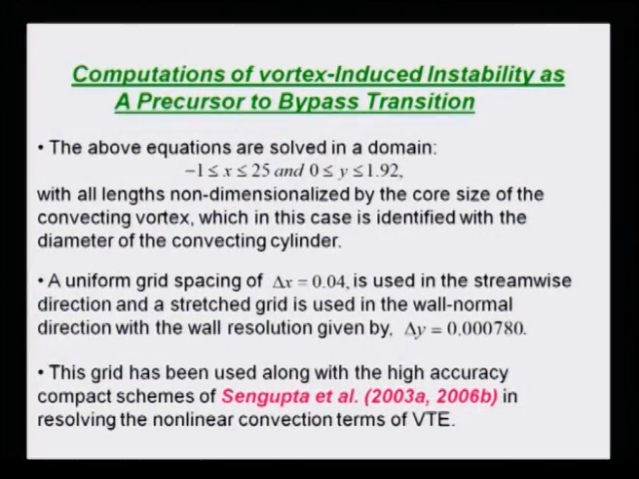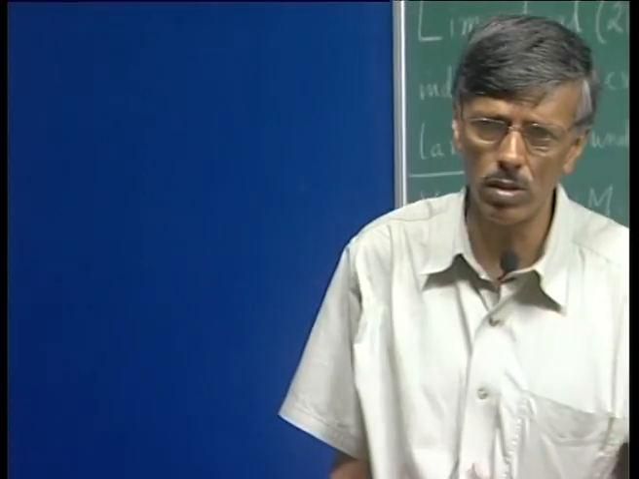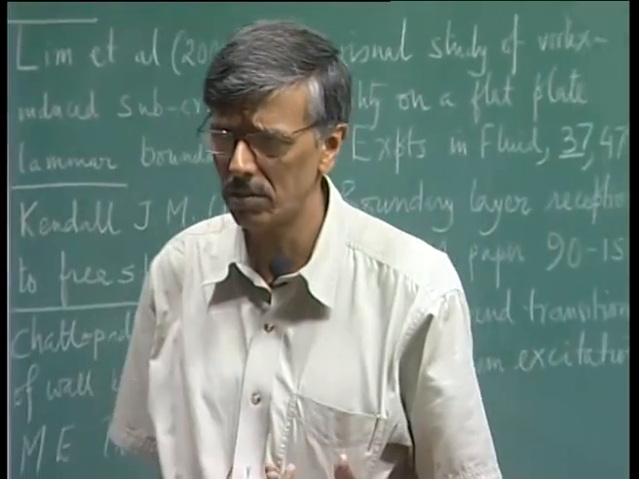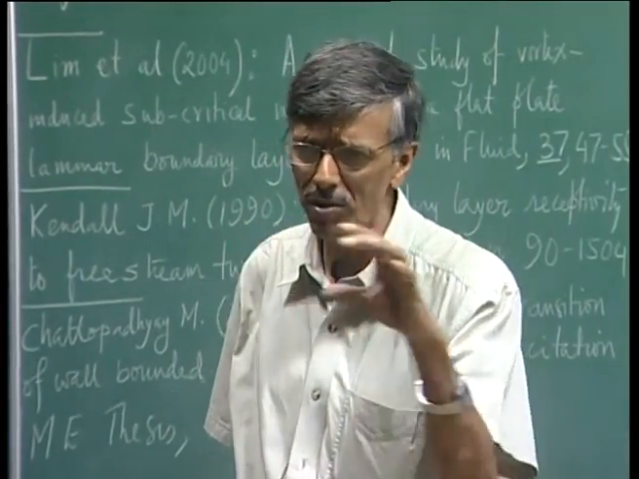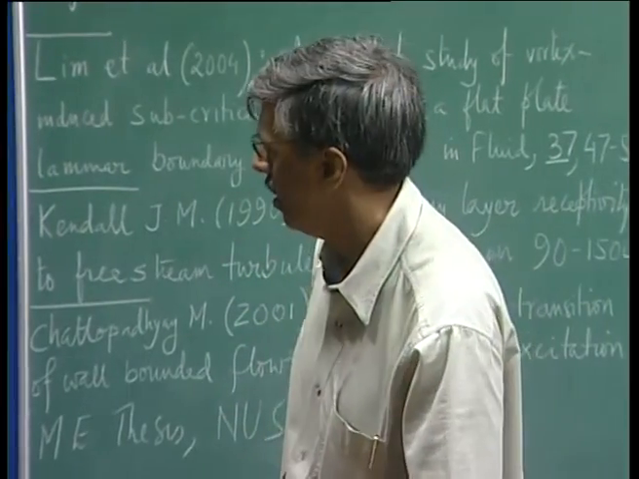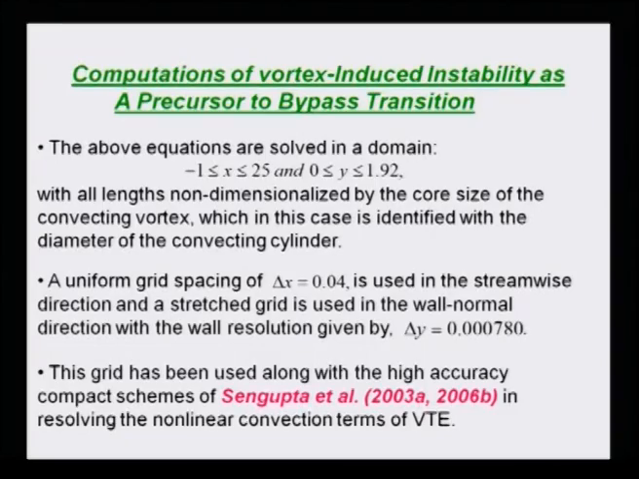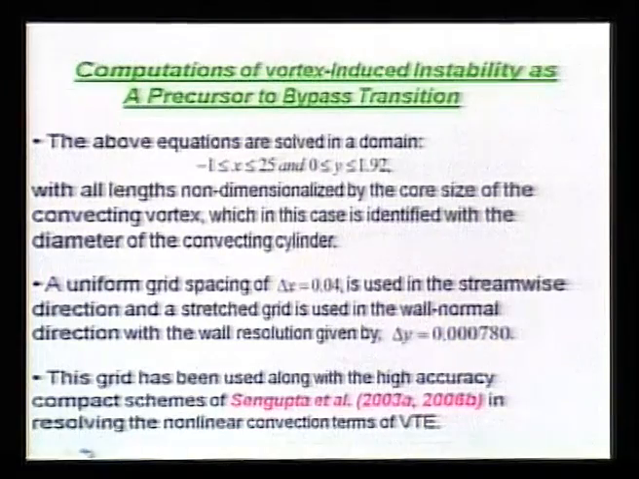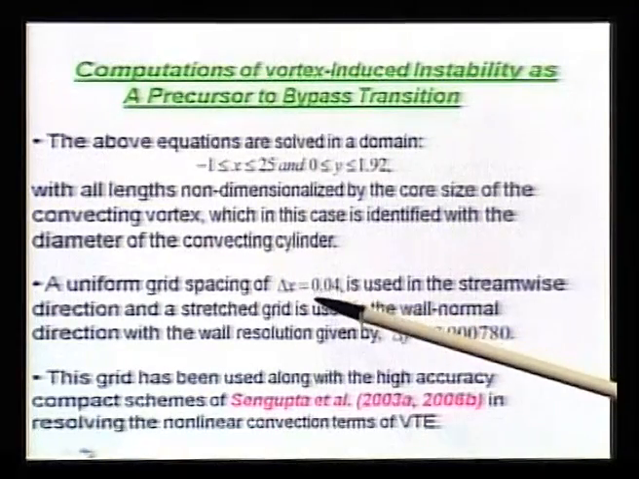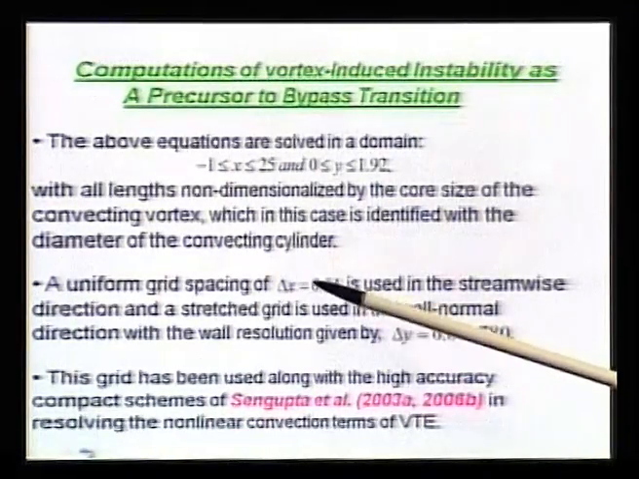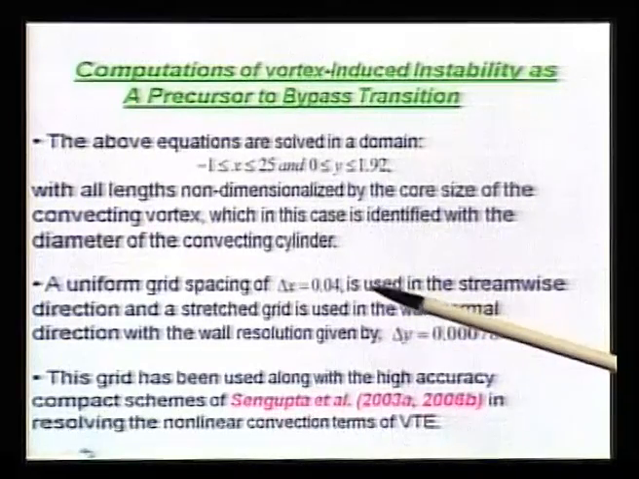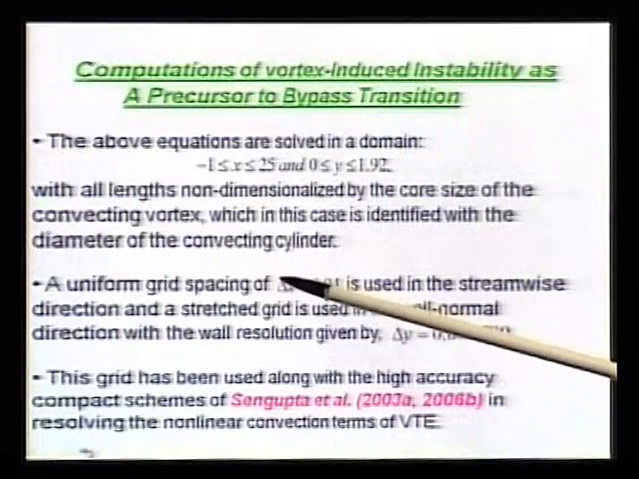So, if I am talking about a 15 mm cylinder, this is close to about 30 mm. So, your boundary layer thickness is much lower than this. Okay. And all lengths are non-dimensionalized by the core size of the convecting vortex. This is the kind of resolution that we took. Today we can do much better. Actually, Yogesh does much finer. Yes, Shagato does much finer calculation.